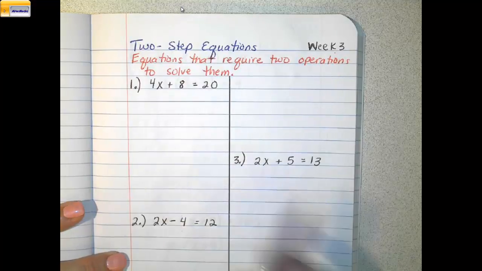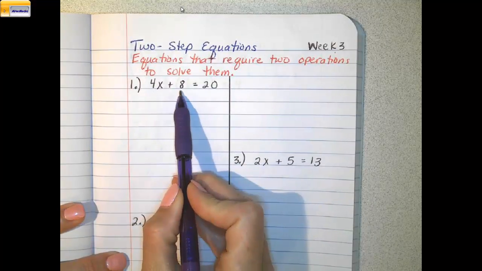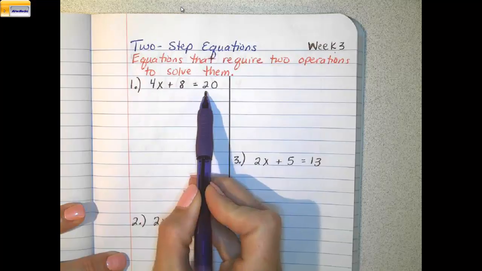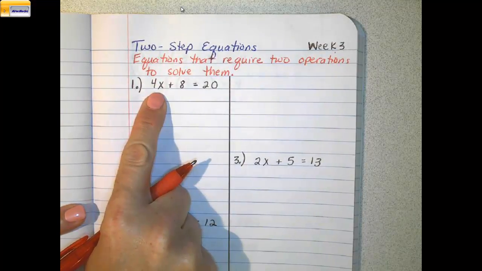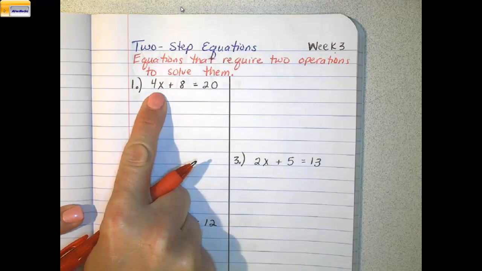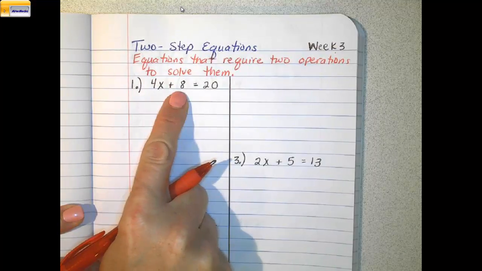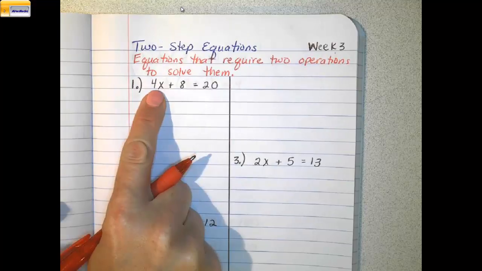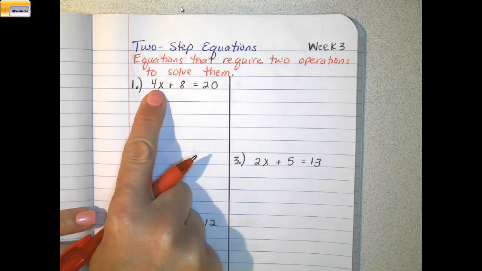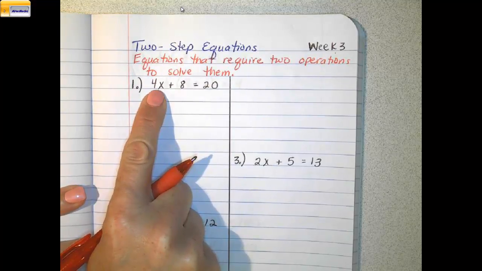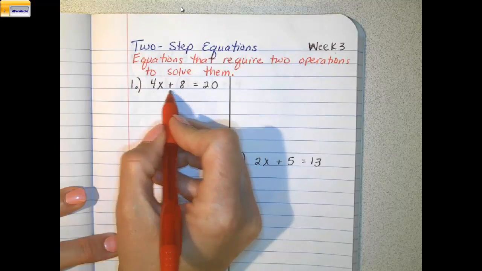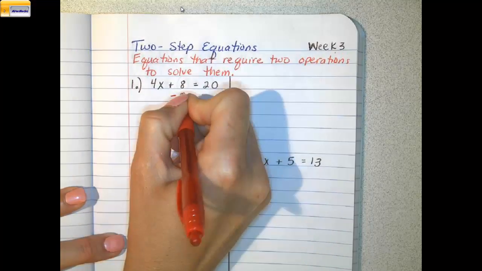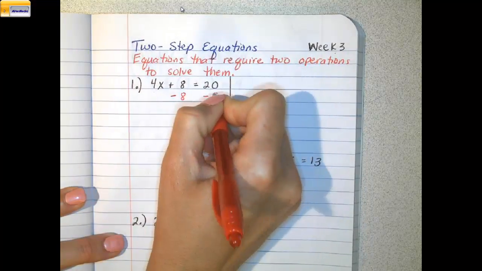Our first example is 4x plus 8 equals 20. In this example, I'm going to try to isolate the variable term first. This means I want to do an operation that will get rid of the plus 8 so I can keep 4x by itself. So I consider what are my operations. This means 4 times x plus 8 equals 20. The inverse of plus 8 is subtract 8. And what I do to one side, I have to do to the other side.